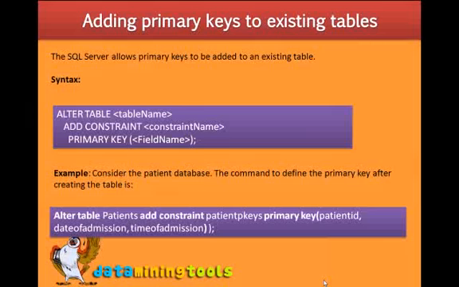So how do we add primary keys to an existing table? SQL Server allows primary keys to be added to an existing table using the syntax alter table, add constraint followed by the constraint name and primary key. For example, consider the patient database. The command to define the primary key after creating the table is alter table patients, add constraint followed by the name of the constraint, primary key and specify the fields to be taken as primary key.